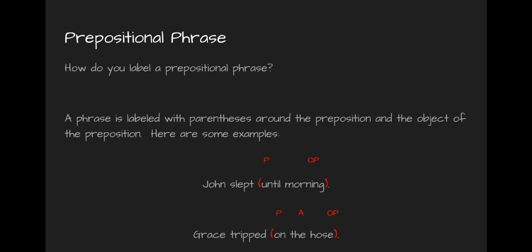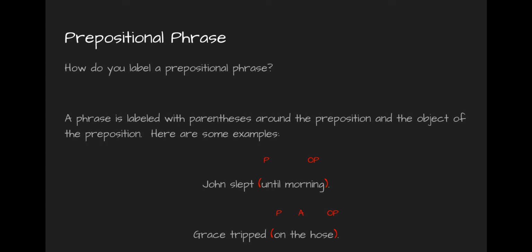Okay, so how do I label a prepositional phrase? This is a little bit different because you don't label it with letters. You actually label it with parentheses. So a phrase is labeled with parentheses around the preposition and the object of the preposition. So here are two examples. John slept until morning. Until is your preposition and morning is your object of the preposition. So we're going to put parentheses around both.